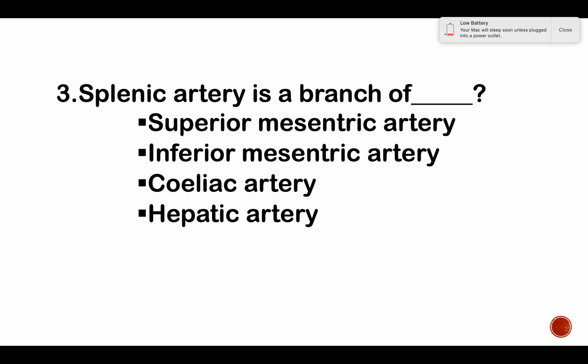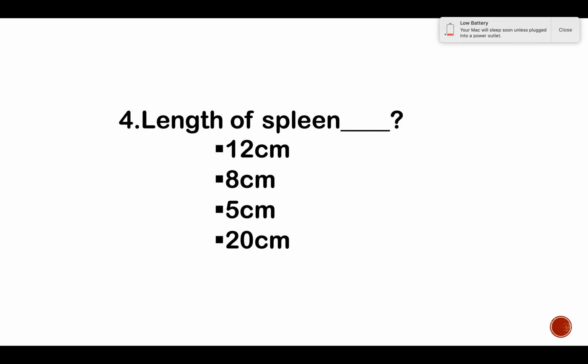Splenic artery is a branch of superior mesenteric artery, inferior mesenteric artery, celiac artery, or hepatic artery. Answer: splenic artery is a branch of celiac artery. Length of spleen: 12 cm, 8 cm, 5 cm, or 20 cm. Correct answer is 12 cm.